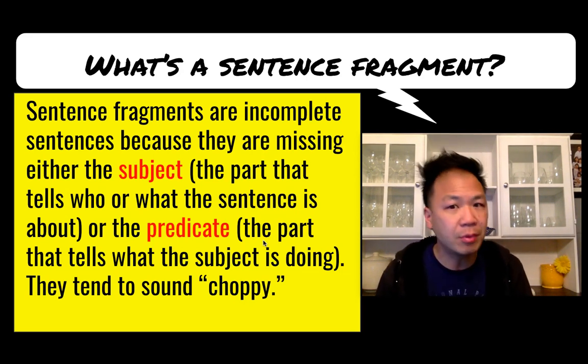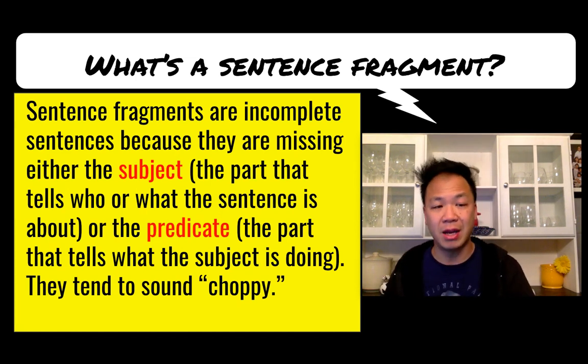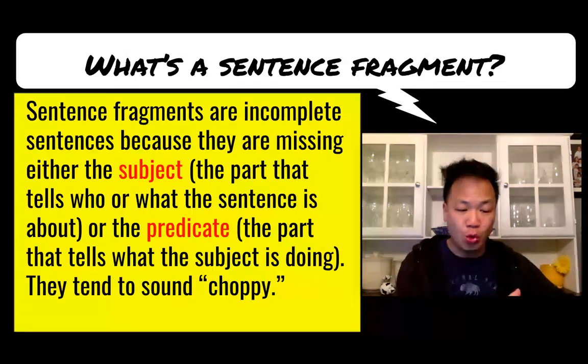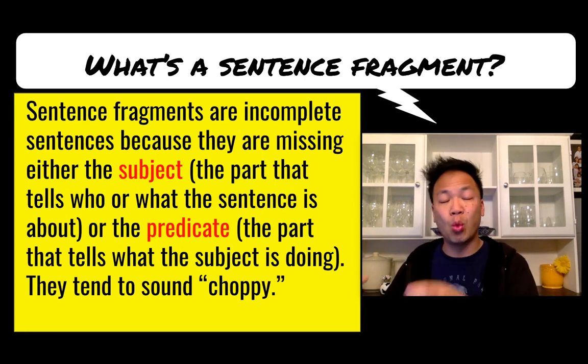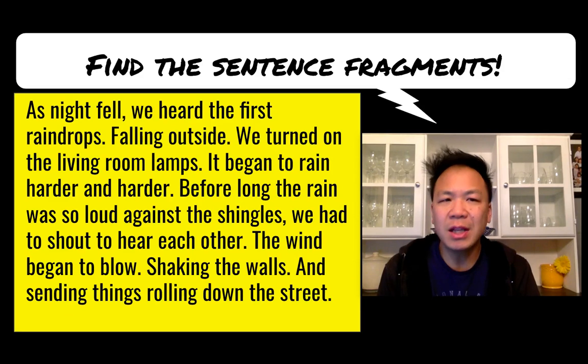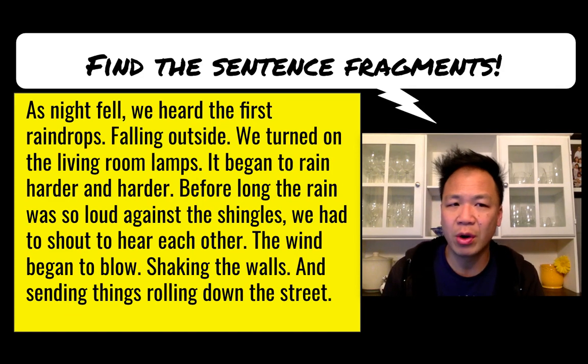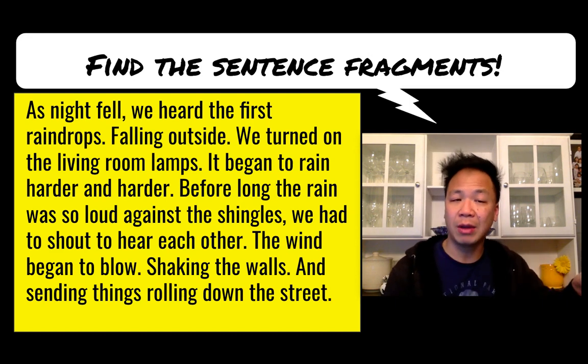Remember, every complete sentence is going to have a subject and a predicate. Somebody is doing something, and the predicate is what they do. So you always have to have both. So let's see if we can find some sentence fragments here in this little snippet from the story that we had been hearing all last week.